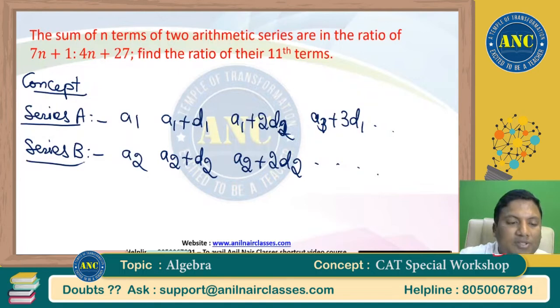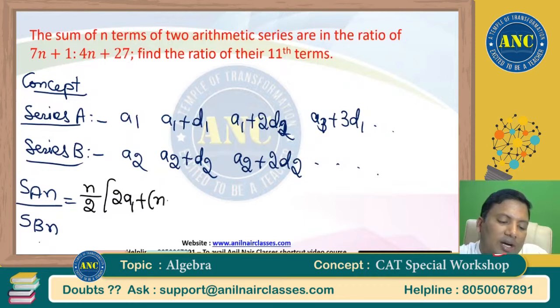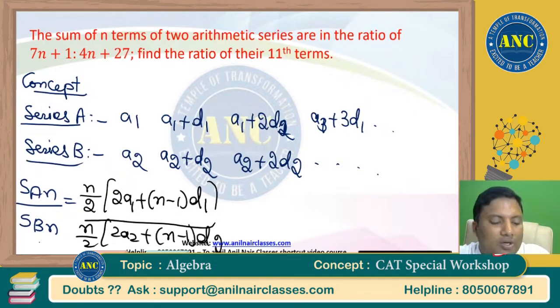Sum of n terms we require. So the sum of n terms in series A by the sum of n terms in series B. These are nothing but n by 2 into 2A1 plus n minus 1 into D1, divided by n by 2 into 2A2 plus n minus 1 into D2. I hope it is clear. n by 2, n by 2 cancel.